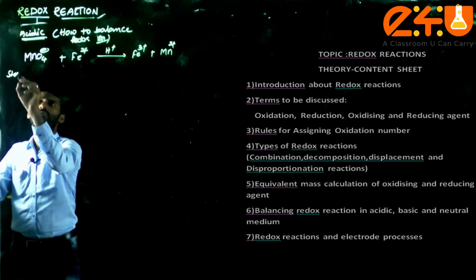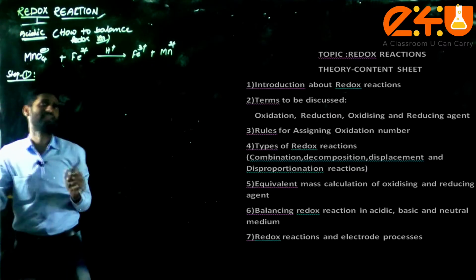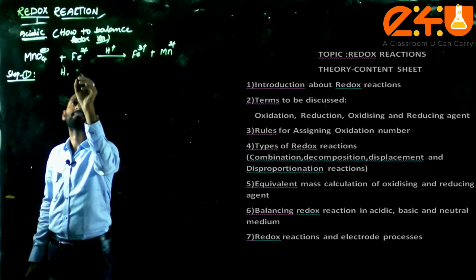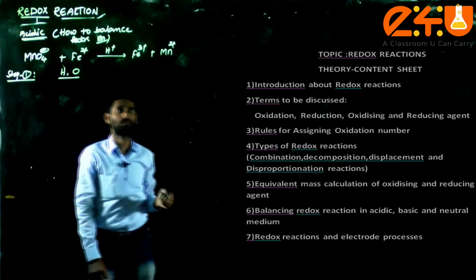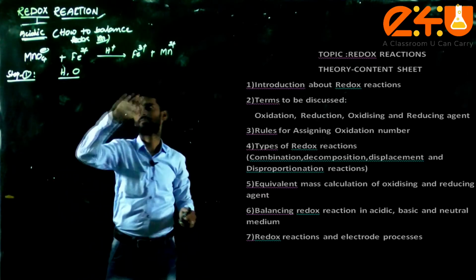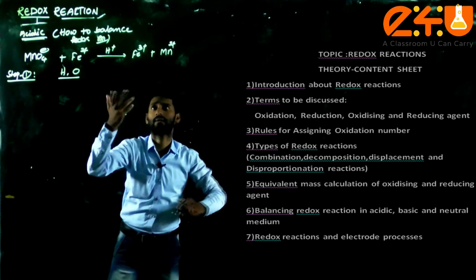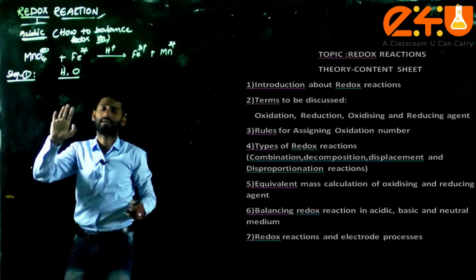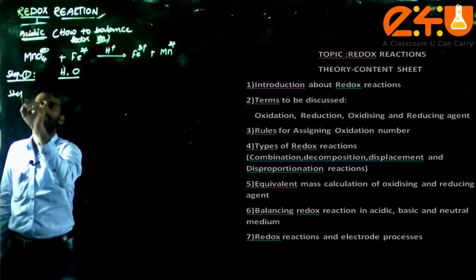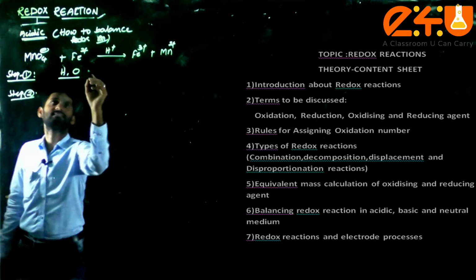Step 1: balance all the atoms except hydrogen and oxygen. Except hydrogen and oxygen, you have to balance everything. Check it: manganese 1 is balanced, iron 1 is already balanced. Oxygen and hydrogen should not be balanced first. This is the exception condition.